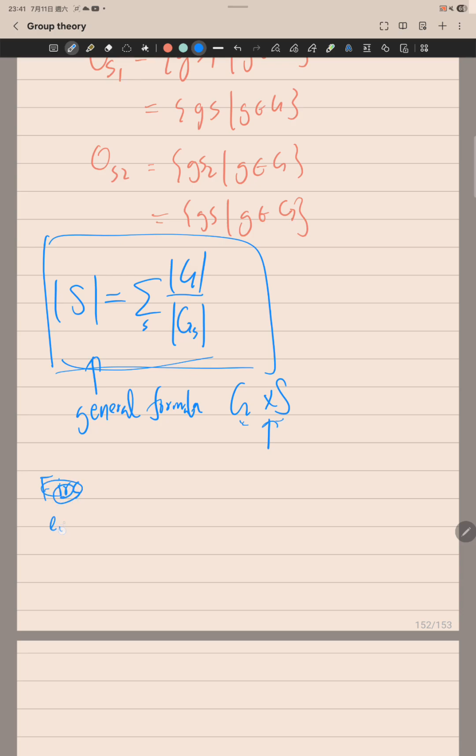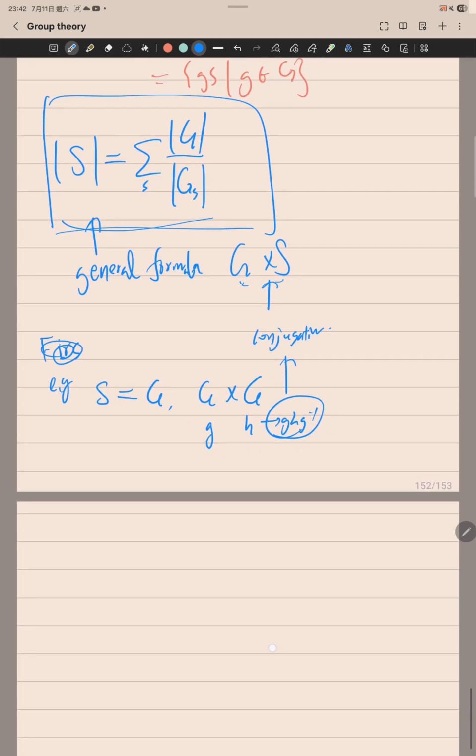One example that is very famous and very important: you just take S to be G, and G acts on G by g acting on h as g h g inverse. This is called conjugation. Obviously it's a group action.